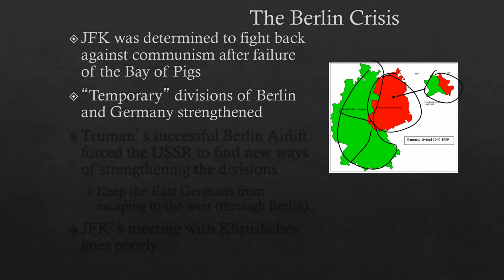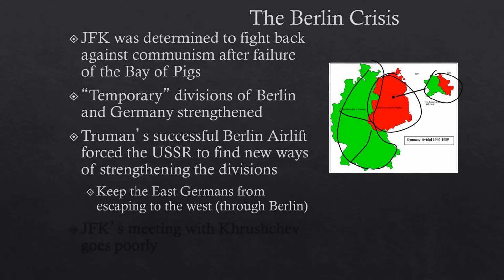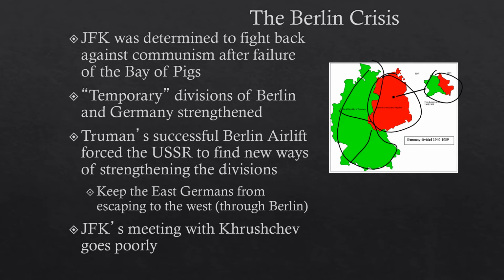Well, you learned with the Berlin airlift that the Soviet Union was trying to take control of Berlin, and Truman had found a way to protect West Berlin by dropping supplies. The Soviets were also trying to find ways to keep the East Berliners and the East Germans from getting into the West. And this was becoming an increasingly tense situation for everybody involved. Nobody wants to start a war over Berlin. So both sides were trying to find ways to resolve this conflict, and the USSR was trying to find new ways to strengthen the division.